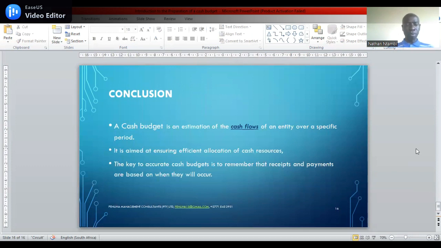In conclusion, a cash budget is an estimate of the cash flows of an entity over a specific period. It's aimed at ensuring efficient allocation of cash resources. The key to accurate cash budgets is to remember that receipts and payments are based on when they will occur.